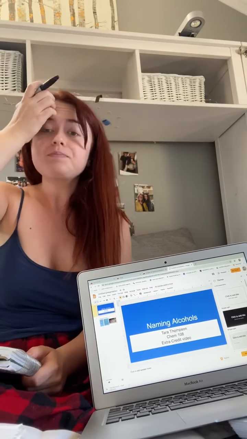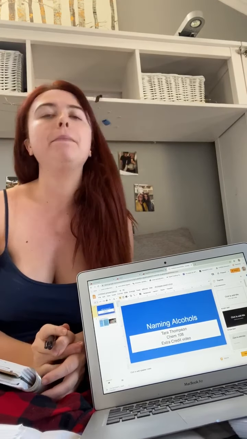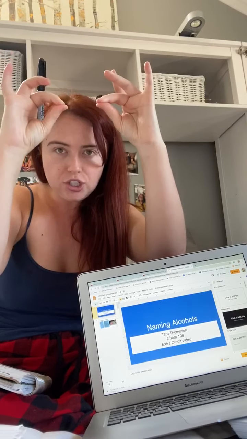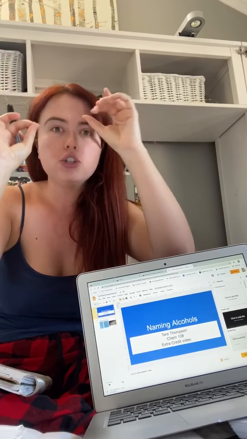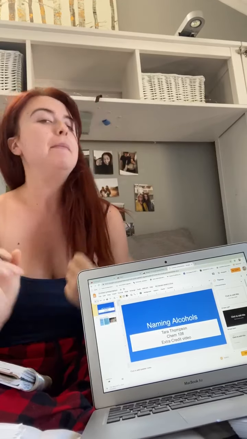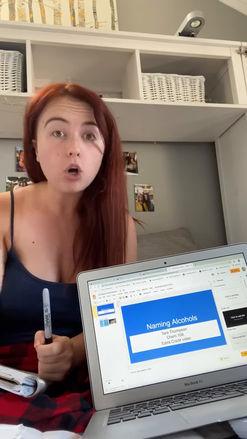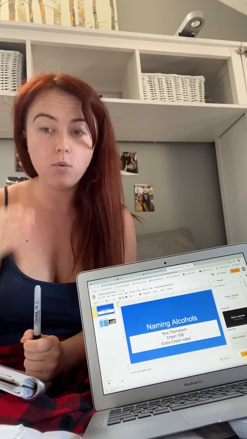But the actual textbook definition of an alcohol is that alcohols contain one or more hydroxyl groups. If you're trying to picture that in your head, it's the -OH, the way the hydroxyl group literally looks. And that hydroxyl group is attached to a carbon. So the key point for an alcohol is that it has to have one or more.